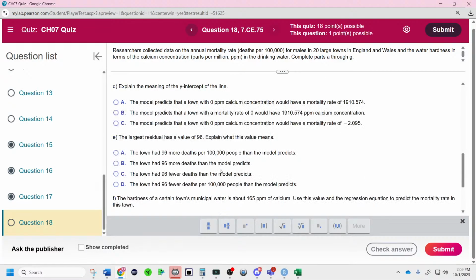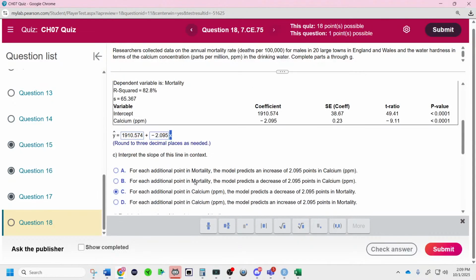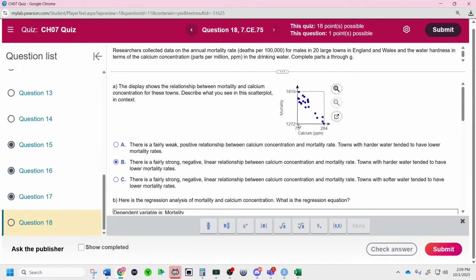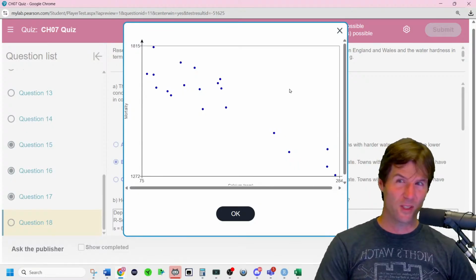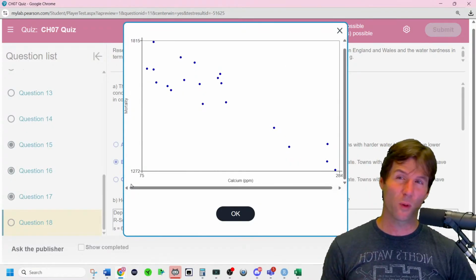Explain the meaning of the y-intercept of the line. This is when x is equal to 0. So when calcium is equal to 0, even though this says 75, I've had a lot of students say, but it says 75 there. Well, that's just an arbitrary point where they stop drawing.